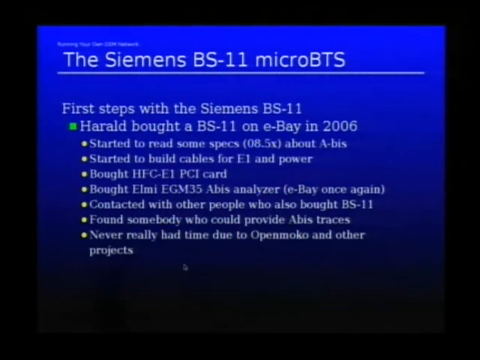I bought an HFC E1 card, which is an ISDN primary interface card that's frequently used with Asterisk, for example in bigger Asterisk installations. It's supported by mISDN, which I even then intended to use as a base for the software. I also managed to find an ABIS analyzer on eBay. It's a handheld device meant for service people of GSM networks, which you can tap onto the ABIS interface, and then you can see what's going on.